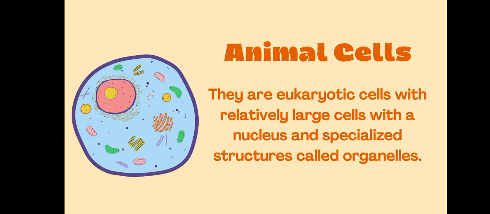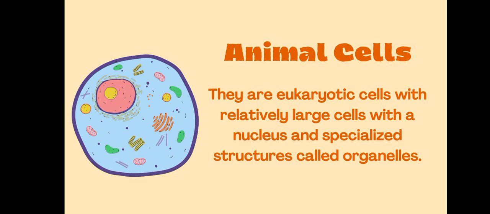So students, let's move towards our topic number 2, which is the animal cell. Before getting into this topic deeper, you should know what eukaryotes and prokaryotes are. Eukaryotes are the living organisms that have a nucleus, but prokaryotes are the living organisms that don't have a nucleus.